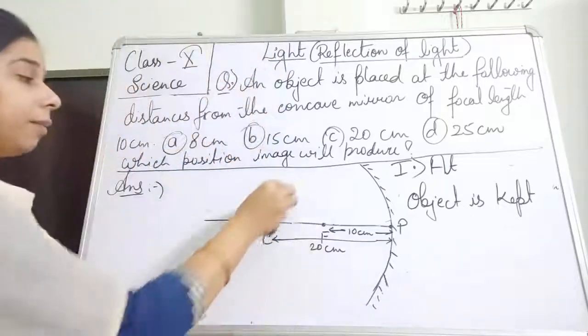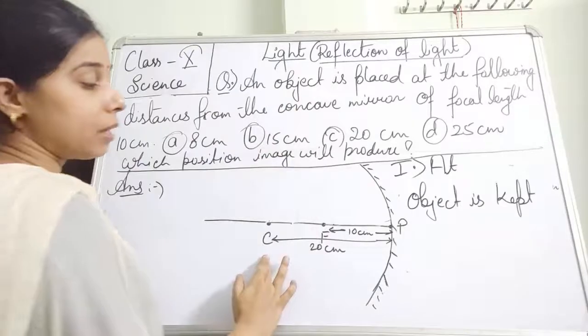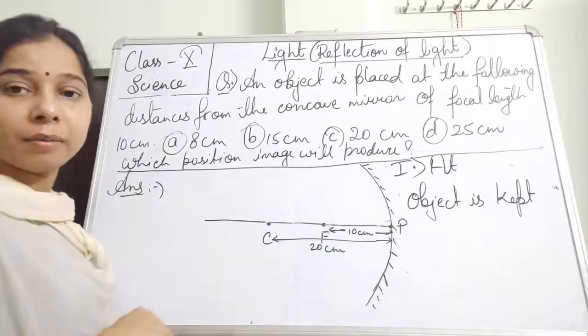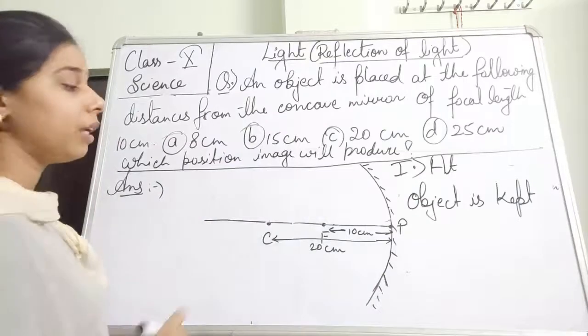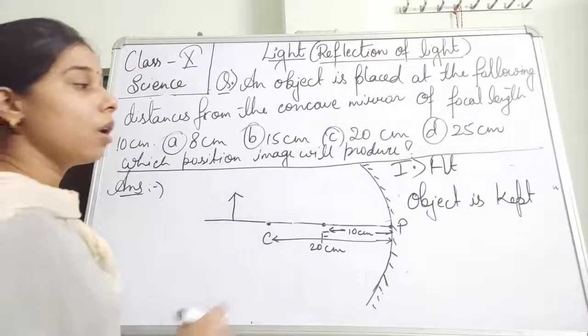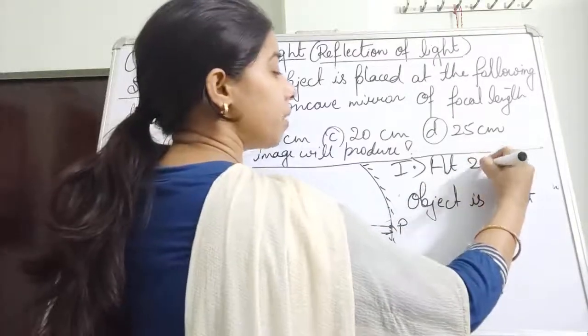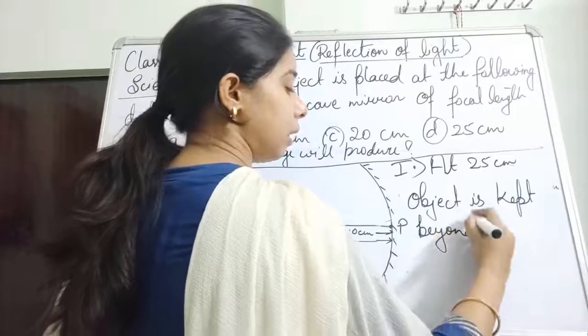So when we keep the object at 25 centimeters, you can see here that from the center of curvature to the pole is already 20 centimeters. So 25 will be beyond the center of curvature. So we are keeping the object beyond the center of curvature here, students. Okay, so at 25 centimeters the object is kept beyond C.